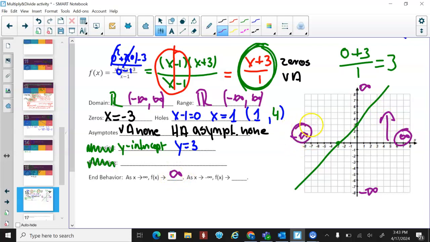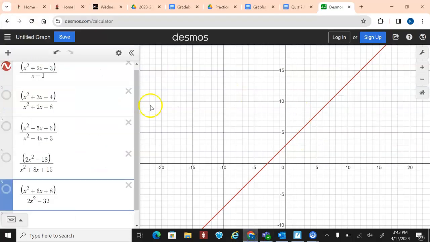On the left side, when it is negative, my function travels down. All right. Next example. Oh, and I want to show you how to graph it. So I can graph this one.